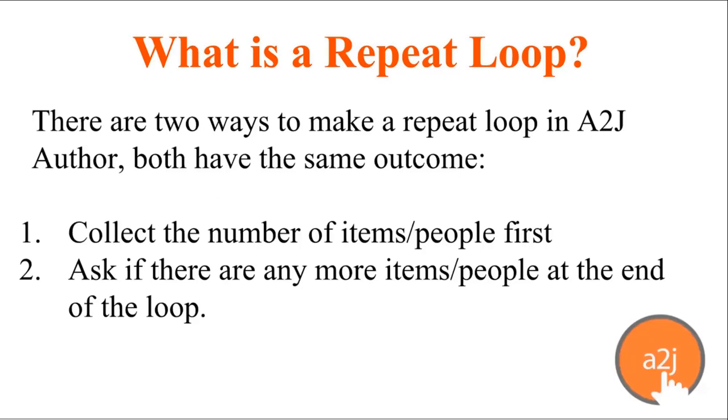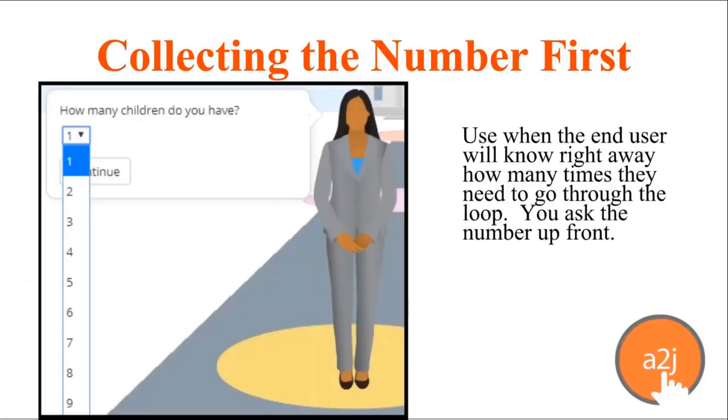There are two ways in A2J Author to do repeat loops, and both have the same outcome, but they have a different front-end interaction with the end user. The first way we're going to talk about is collecting the number of items or the number of people, the number of times the end user has to go through the loop, first. You ask them up front for that number. The second way is to ask if there are any more items or people at the end of the question series of loops. And when I get to each one of these, I'll talk about the best case for where to use them. So the first way is collecting the number up front.